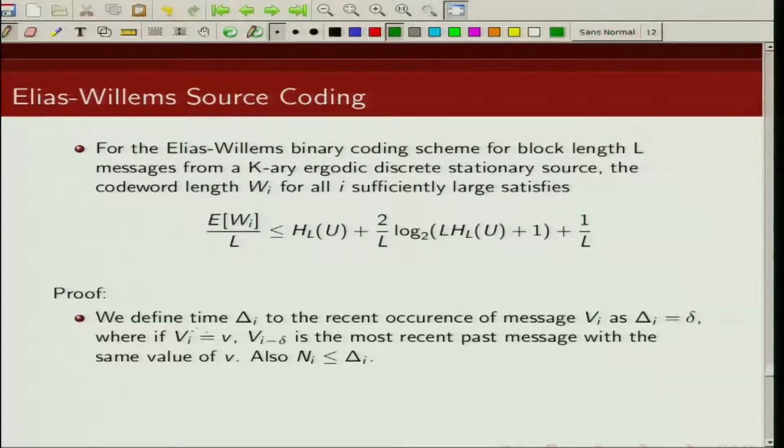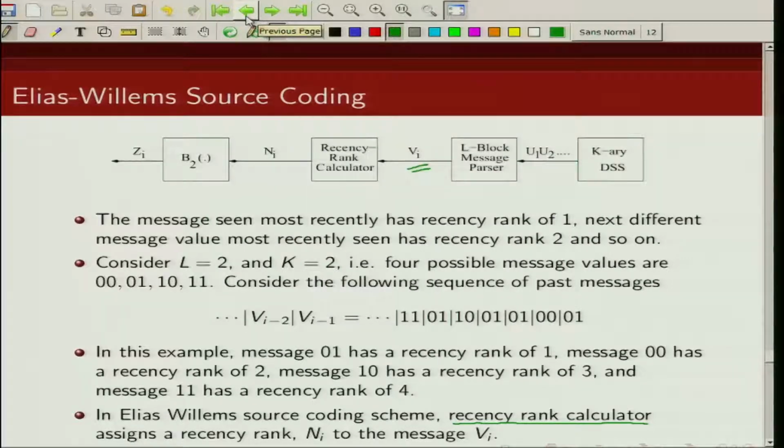So let us define delta I as the recent occurrence of the message Vi. So delta is this delta where if Vi is V, then Vi minus delta is the most recent past where this particular message has occurred. Okay. Now, let us go back to this example. So, let us say Vi is 0, 0.